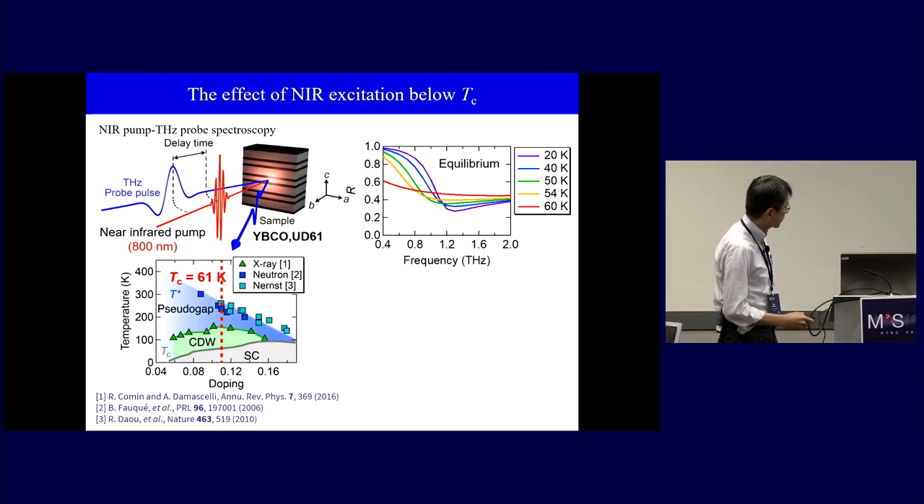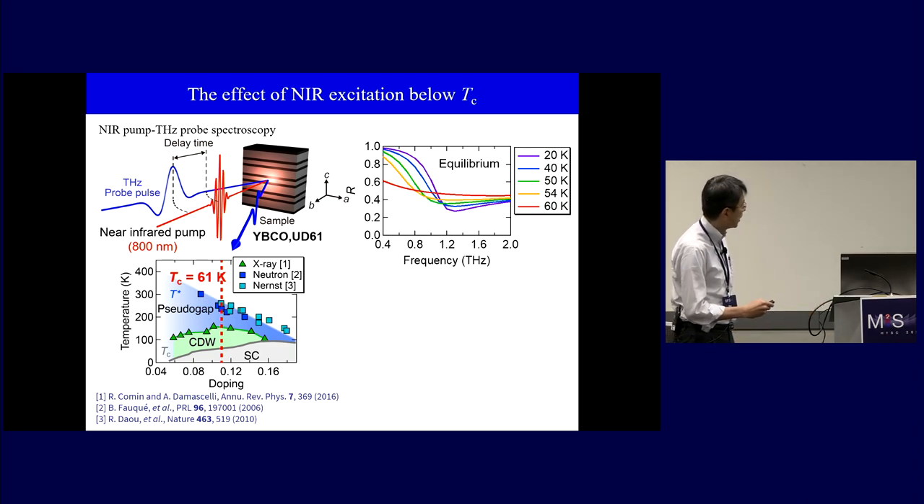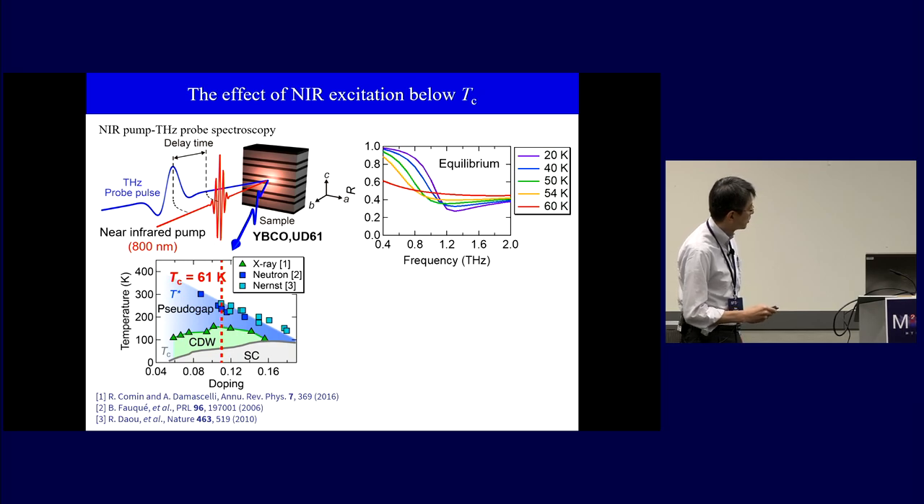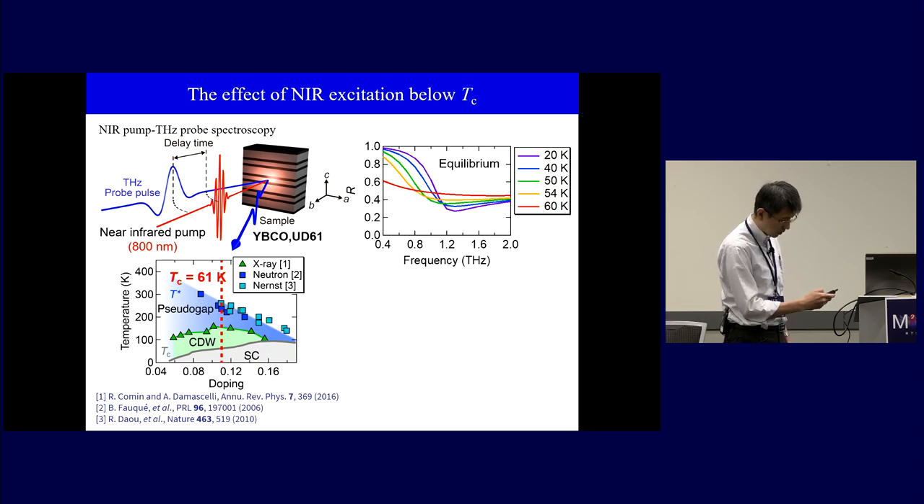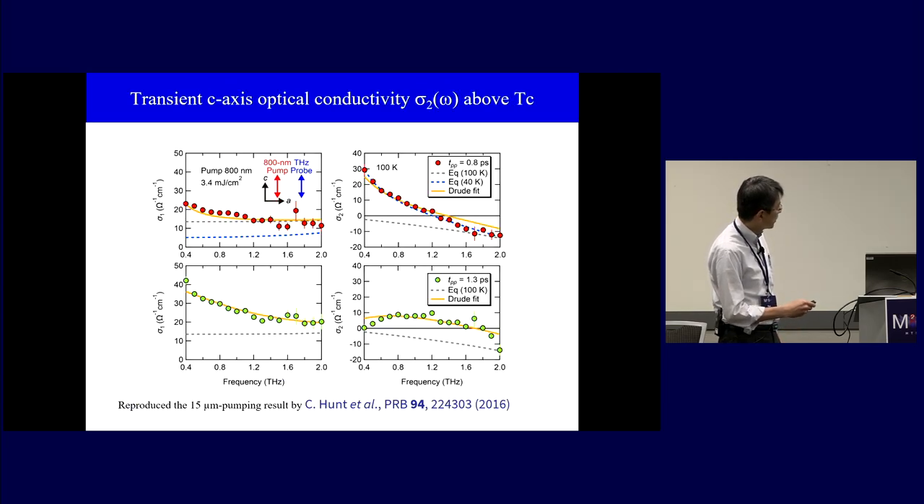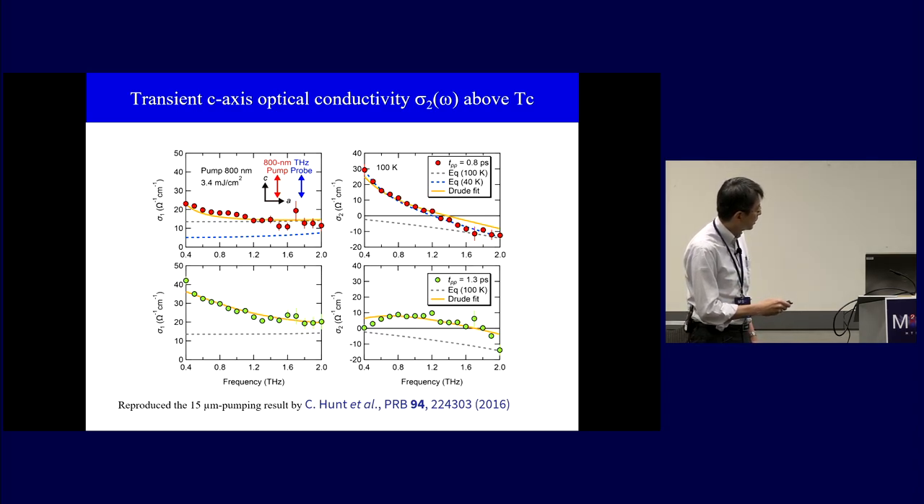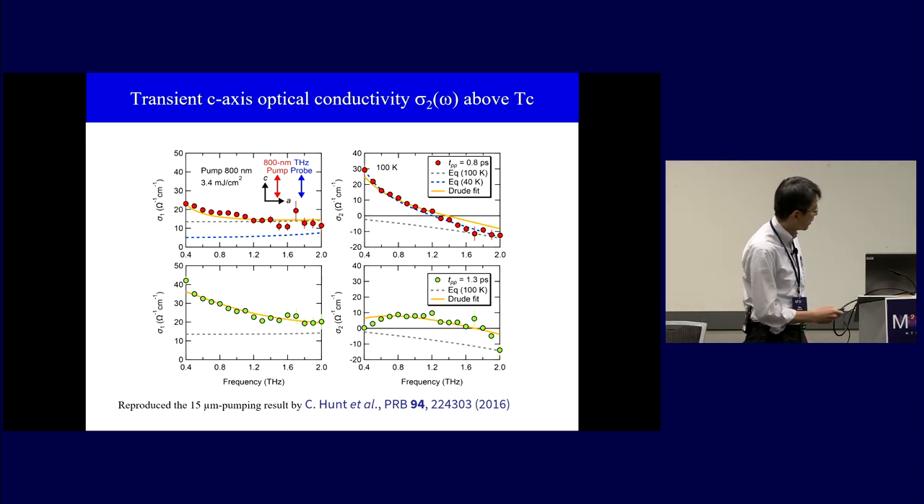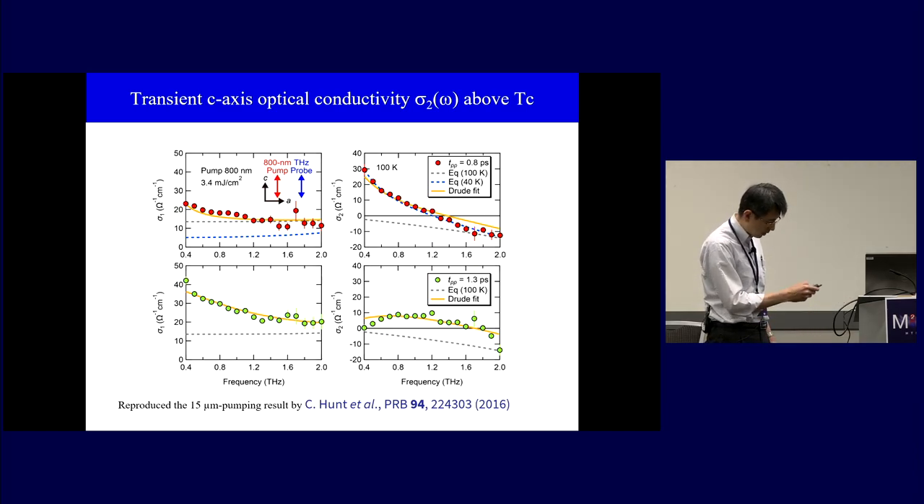So first, we repeated Andrea's experiment by optical pump and a terahertz probe. So this is the YBCO in the underdoped, and this is equilibrium. So we see the Josephson plasma resonance. Then below TC, after the excitation, it's red-shifted, so it's suppression of superconductivity. But above TC, we can see this one over omega response in the sigma 2, totally reproducing Andrea's result. Here, this is the imaginary part, real part. And after 1 picosecond, it turns to more or less Drude-like behavior. So is this Higgs superconductivity or not?